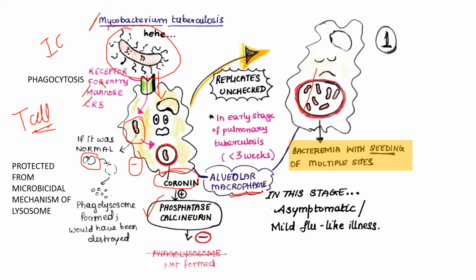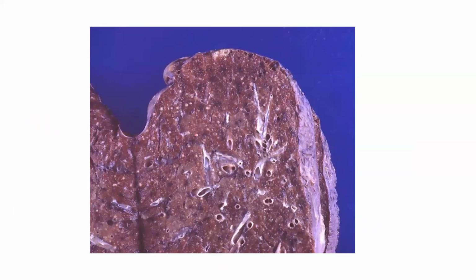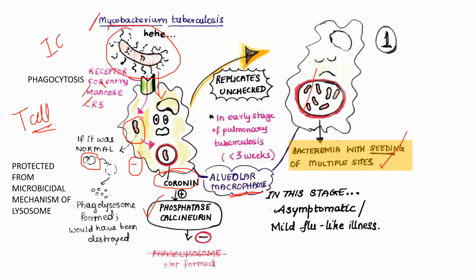So ultimately, what happens? There will be unchecked replication of these bacteria within the phagosome, which itself is contained within the macrophage. Okay, so how does this manifest? We can see bacteremia with seeding at multiple sites, as you can see in this gross picture here. You have these tiny, tiny white particles which are not normally seen in the cut surface of a normal lung. So this is how it manifests.